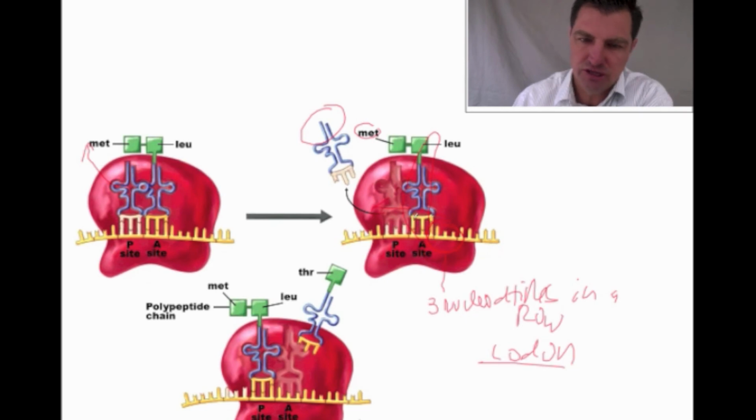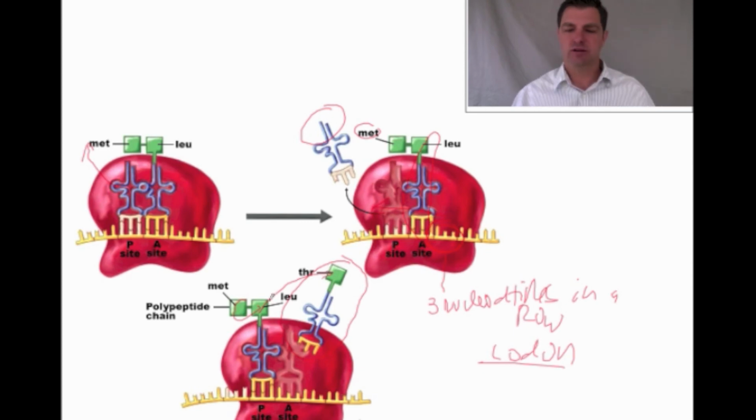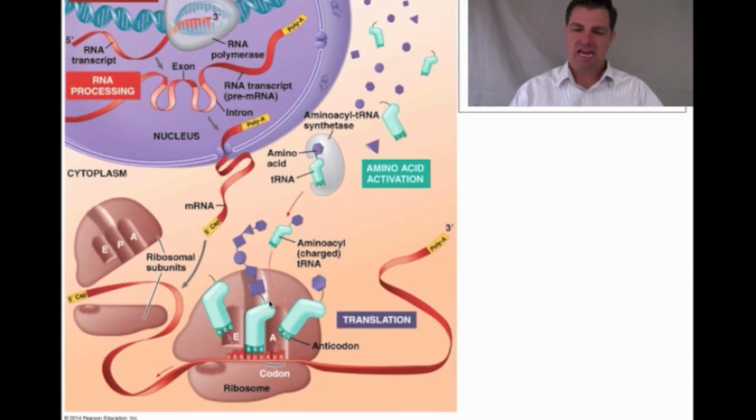So notice in this picture here, this whole thing moves down one. So that whole thing is moved down one like that. Now my A site's open again, and my next tRNA can come bind here. This then will transfer over to that, and we'll keep doing that until we're done. And that will build my protein.